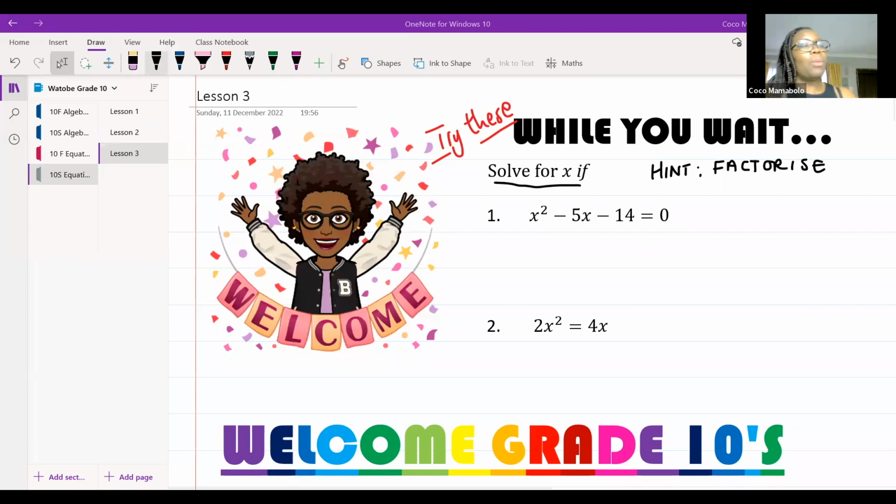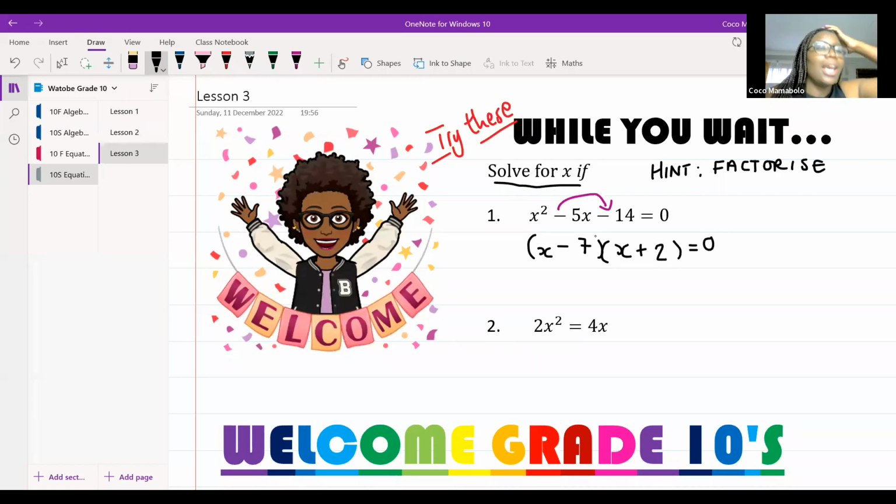Remember, when we are factorizing a trinomial, we're going to open two brackets. This is equal to 0. I know one of my signs is going to be negative and my other sign is going to be positive, because a negative times a positive gives me a negative. And then I'm going to put x over here and x over there. I need two factors of 14 that are going to give me -5. That's going to be -7 and +2. 7 times 2 is 14, and -7 plus 2 is -5.